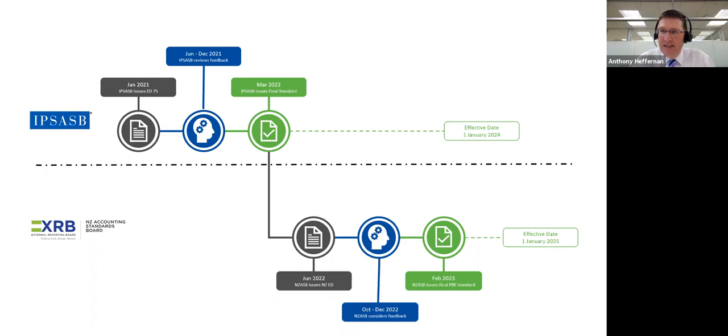In developing PBE standards, we'll generally wait for the IPSASB to issue a final pronouncement. So that's the line at the top. But once the IPSASB issues a final pronouncement, then we'll develop a New Zealand PBE standard based on that IPSASB final pronouncement. We'll issue that for comment, we'll reflect on the feedback and consider, is there any New Zealand specific issues that we need to consider? That means adding additional guidance to that international standard.